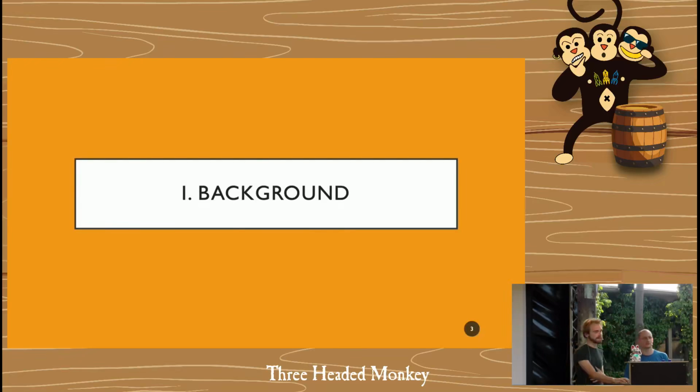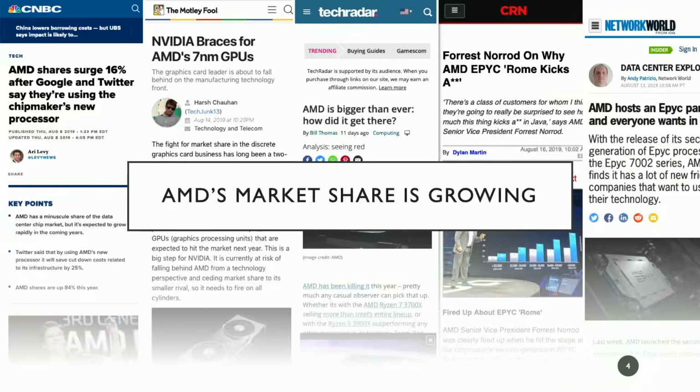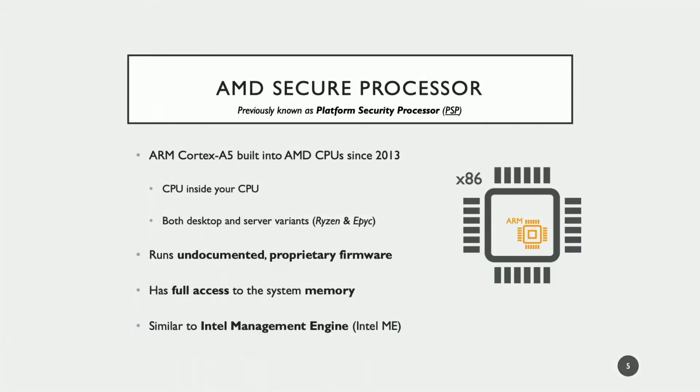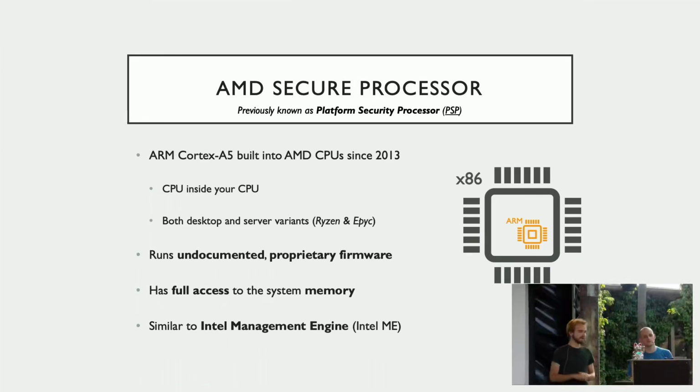Let's start off with some background. If you've read the news recently, you might have recognized that AMD's market share is growing massively. So it might be worth to look at the security of AMD CPUs more closely than ever. The AMD Secure Processor, which we're going to call PSP in this talk, is an ARM Cortex A5 built into your AMD CPU since 2013. It's, as I said, a CPU inside your CPU, and it exists both on desktop as well as server variants of AMD processors, so the current Ryzen and EPYC series.